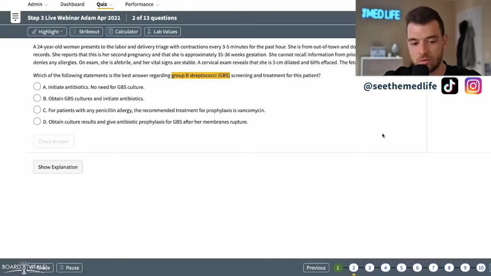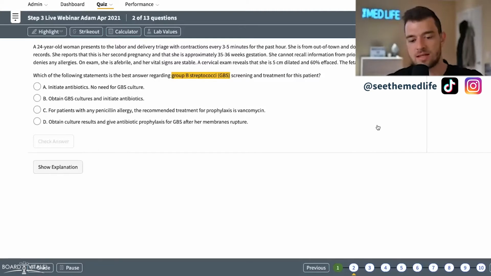Now let's read again. A 24-year-old woman presents to labor and delivery triage with contractions every 3 to 5 minutes for the past hour. She is from out of town and does not have her prenatal records. Uh-oh, shocking, right? They already told us we're going to be looking for some type of a tough GBS situation. She reports that this is her second pregnancy and she's approximately 35 to 36 weeks gestation. She cannot recall information from prior prenatal screenings and denies any allergies. On exam, she's afebrile and her vital signs are stable. A cervical exam reveals that she is 5 centimeters dilated and 60% effaced. So we're referring to the cervix itself, and fetal heart tracing is reassuring.